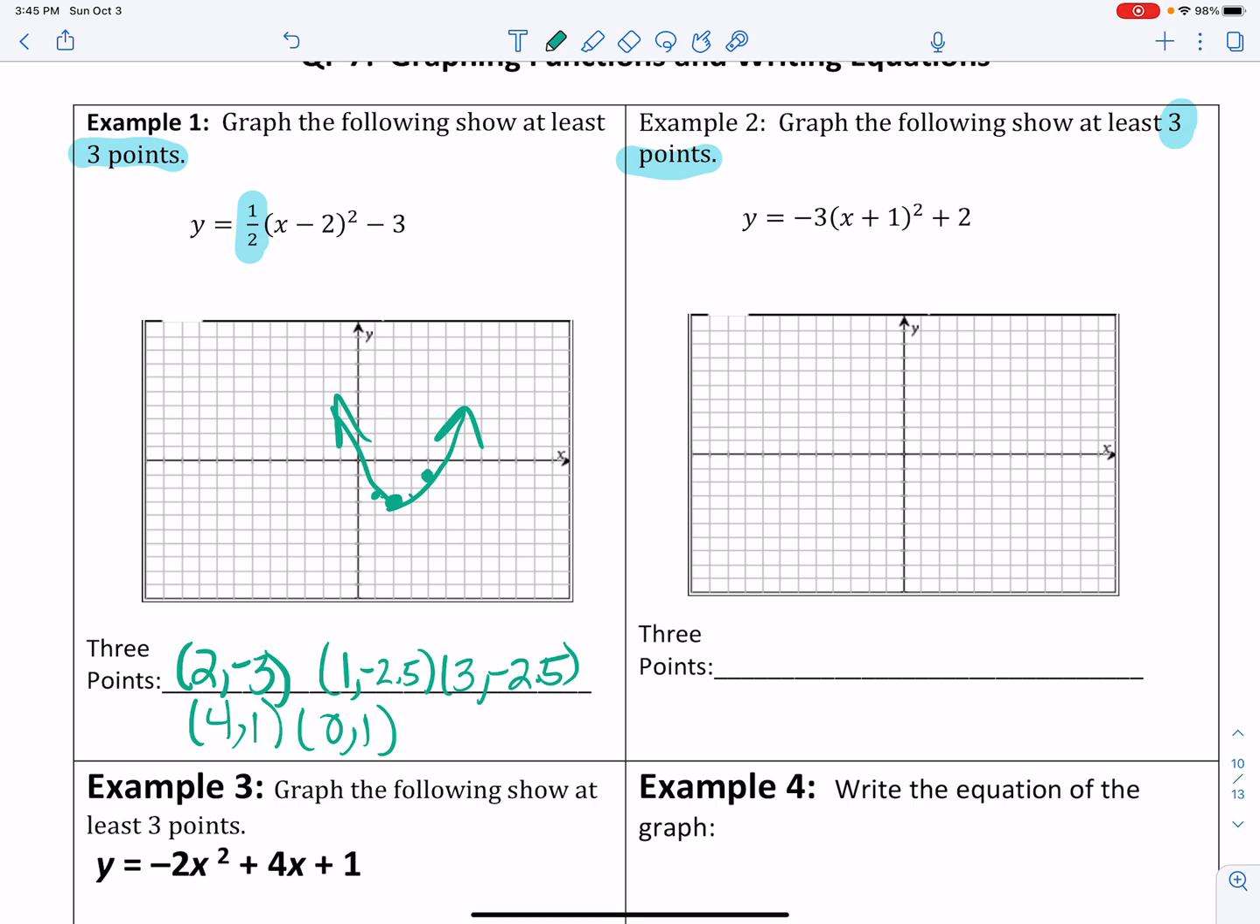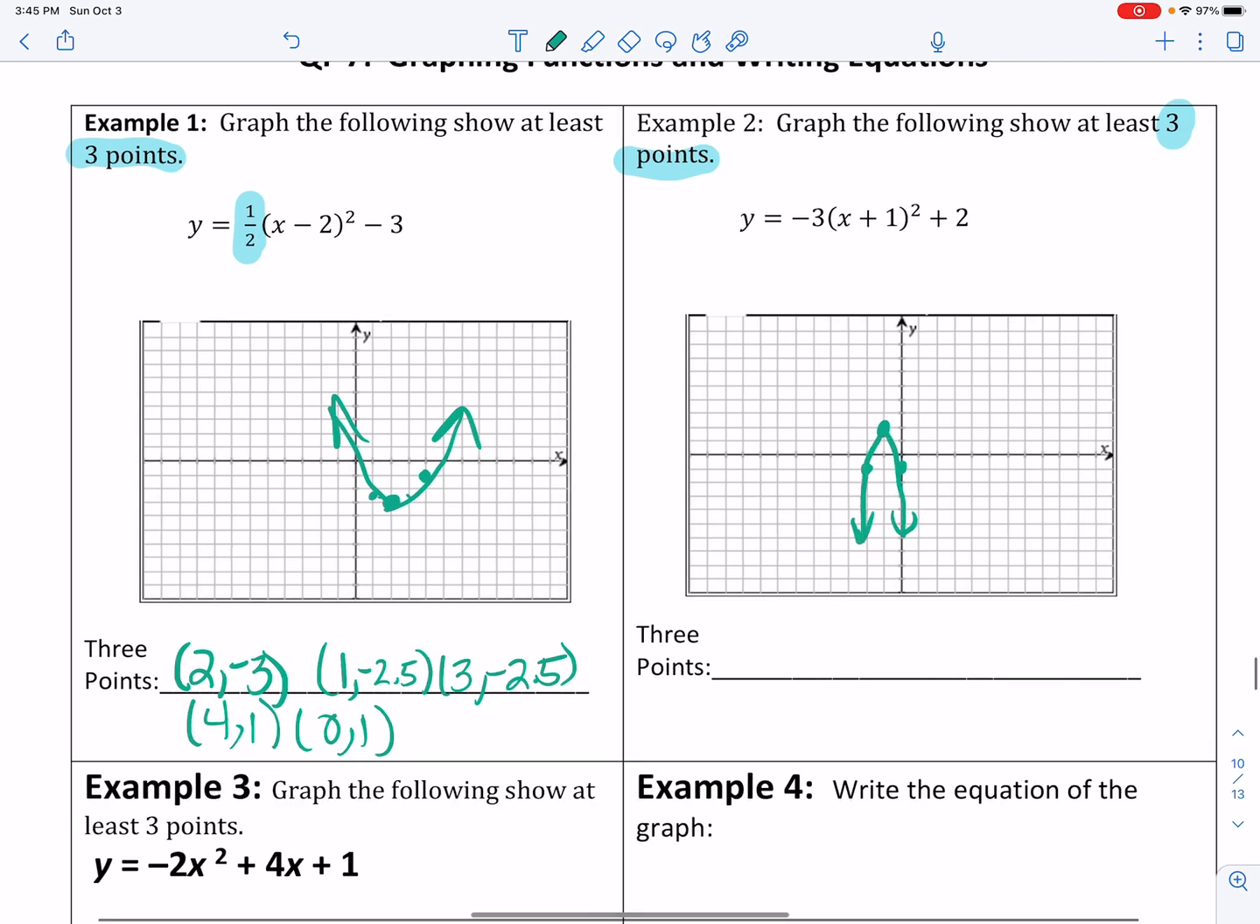But you're going to have to graph these without a calculator. So on the next one, that is in vertex form. So you have a point at -1, 2. And then you know it's going down, over 1, down 3. It's going to be fairly skinny, and it's going to be going down. So my points would be -1, 2, and -2, -1, and 0, -1.